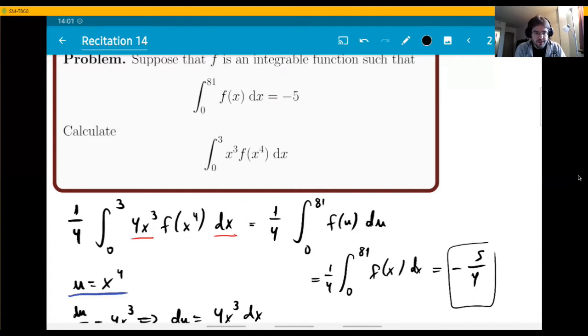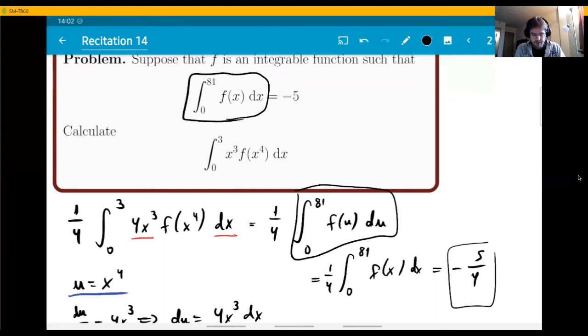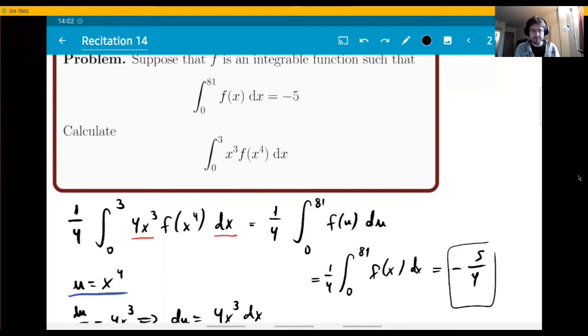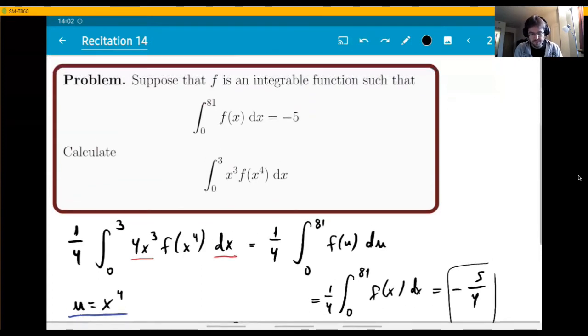So it doesn't matter that initially in the integral that we want, we have an x. You might have changed this x to something else if you wanted, as long as you recognize that when you get to here, that's the same thing as this. So this was a u sub problem that did not give you a specific function. You can expect this kind of problem. It's very common.